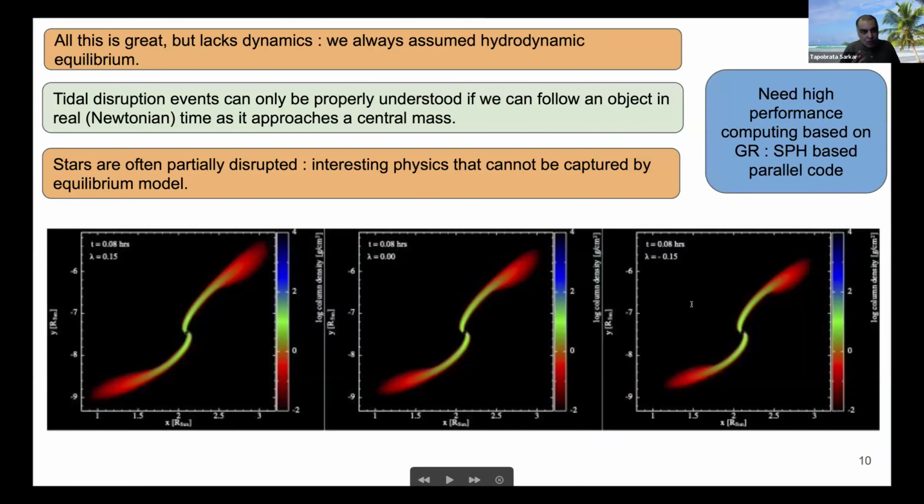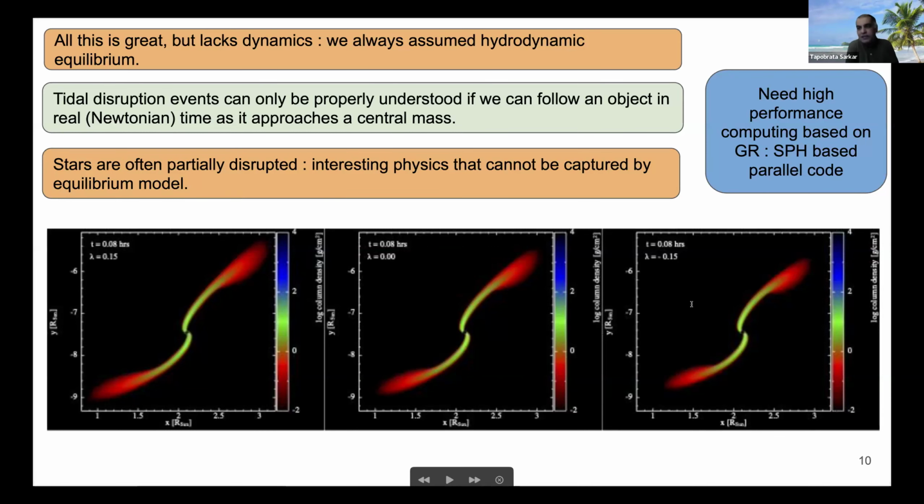Now, when you incorporate dynamics, you would understand these tidal disruption events if you can follow an object in real, that is Newtonian time, as in the coordinate time as seen by an observer at infinity. And you have to formulate the whole thing in terms of the global coordinates, and not go to a special reference frame like the Fermi normal coordinate system. And now the problem gets complicated.